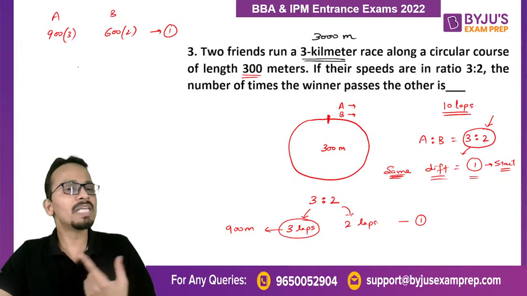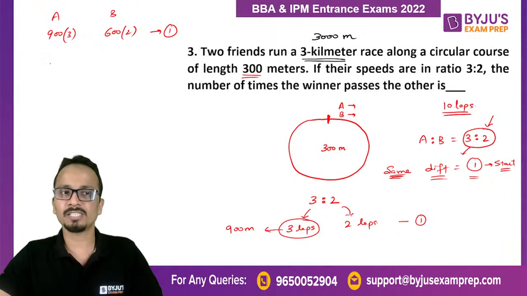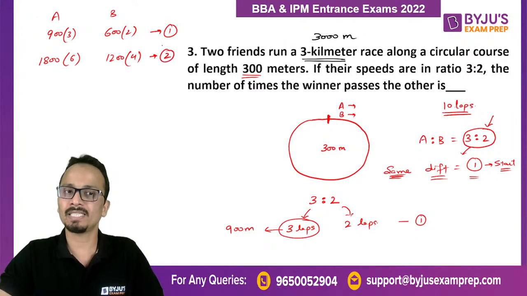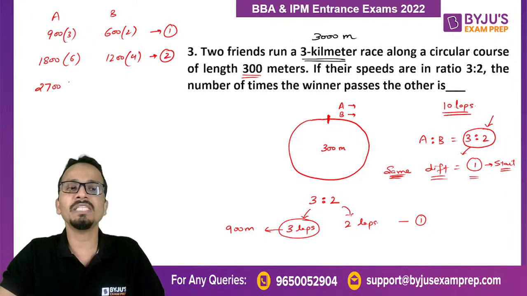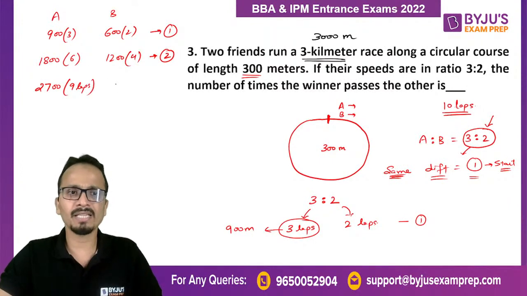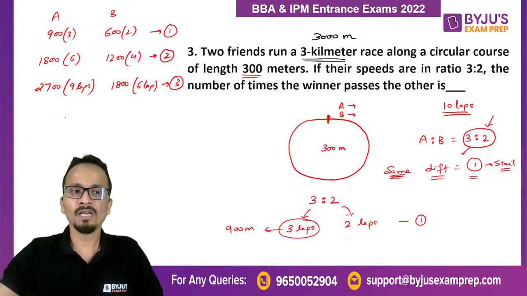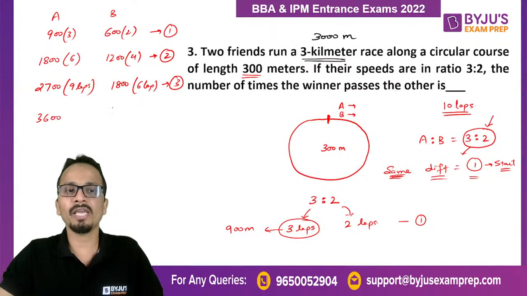Now this meeting cycle will keep on repeating for every multiple of these distances. That means A will cover 1800 meters, a total of 6 laps, and B will cover 1200 meters, a total of 4 laps, and they will meet for the second time. Similarly, another 900 meters, so 2700 meters, that means 9 laps. In brackets, I'm writing the laps. And 1800 meters for B, that means 6 laps, and they will meet for the third time. Fourth time, 3600 for A and 2400 for B, they will meet for the fourth time.